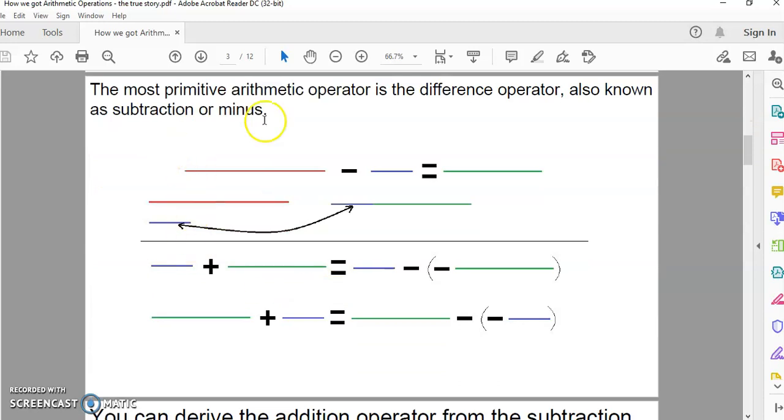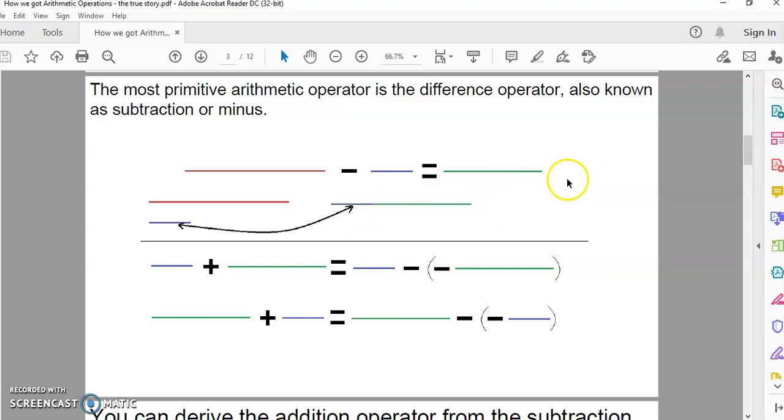So now, the most primitive arithmetic operator is the difference operator. So when we look at two lines, like the red and the blue one, we can tell the difference because we can superimpose the one line on the other, the shorter line on the longer line, and whatever's left over, we know that that must be the difference.